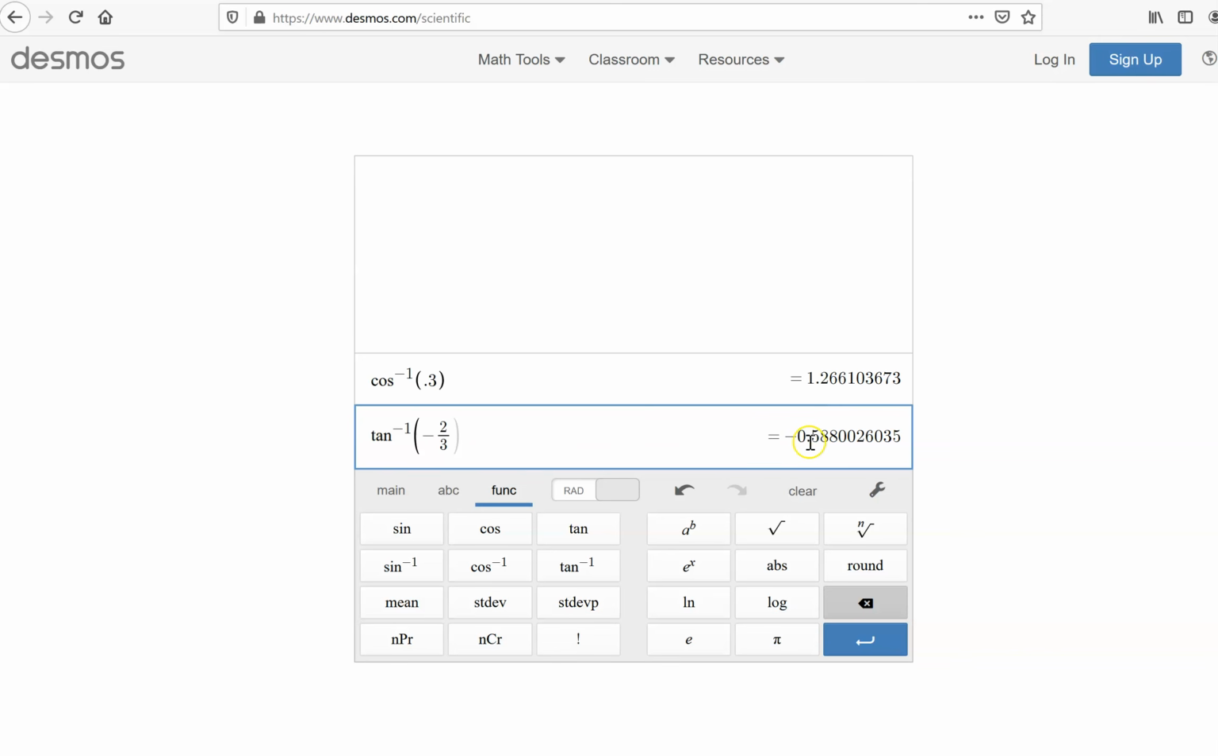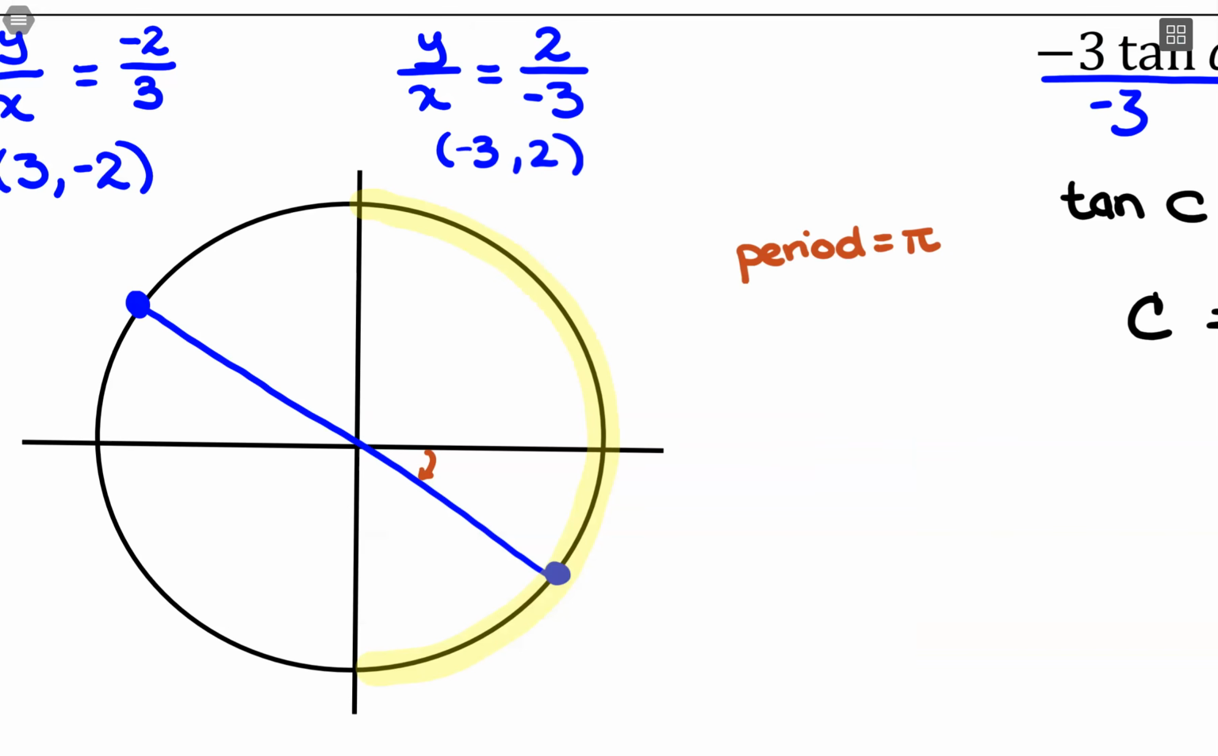which is a -0.588. All right, so there's one of my angles. Now what I need is this other angle. And this is where reference angles come in, because that measurement of -0.588 is showing up over here. It's just coming through as this measurement right here.